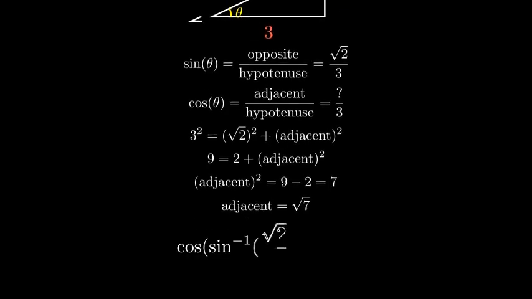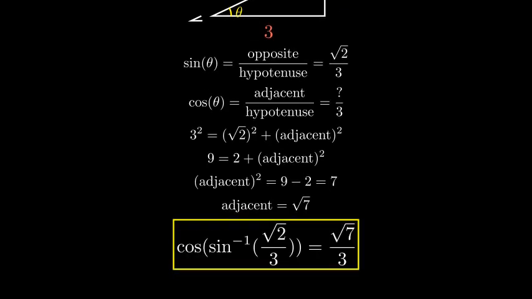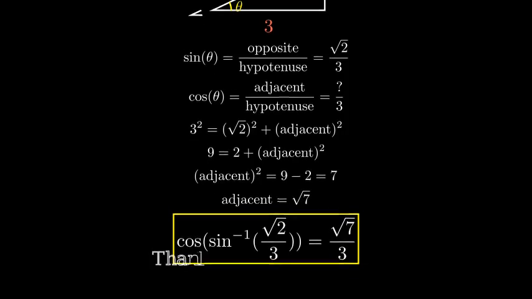Therefore, cosine of sine inverse of square root of 2 over 3 equals square root of 7 over 3. And that's our final answer.